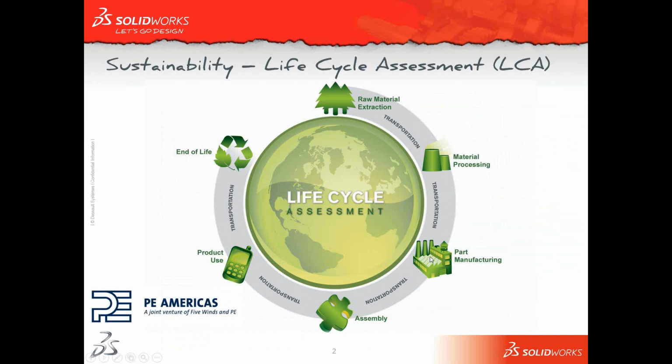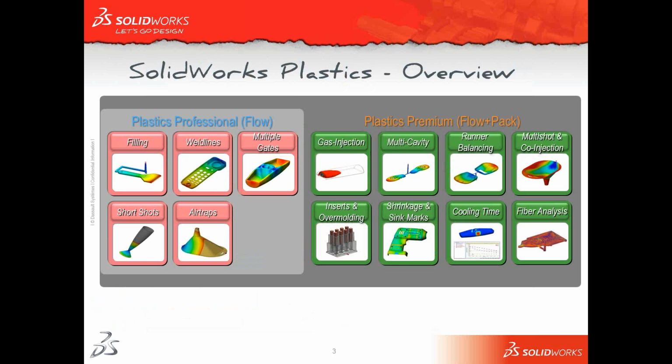Okay, so that gives us a brief overview of sustainability. We can see that in a little bit more detail in some of the previous webcasts that we've done on this subject. The next thing that we're going to look at is a product called SolidWorks Plastics. This will allow us to understand whether or not our product will actually have the ability to be manufactured. So, will it fill with plastic? Are there any problems? We're going to be taking a look at some of the features within Plastics Professional first.